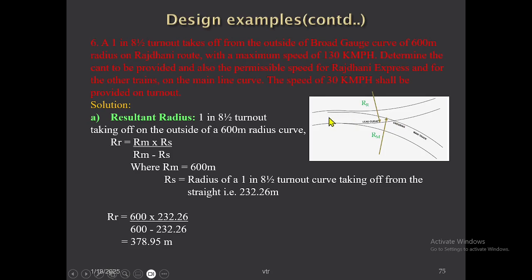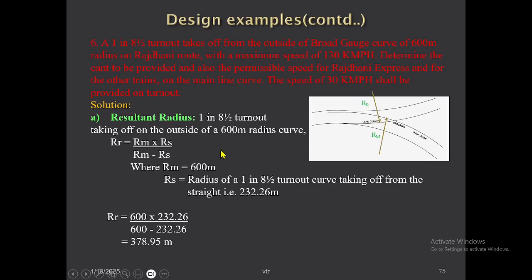When the points and crossing is straight, you know the radius, that is 232.26. When it is flexing in the opposite direction, that means taking off, it will not be 232.26. It will become flatter because of the main line curvature. So then we have to find the resultant radius of the turnout, RR. RR equals Rm into Rs divided by Rm minus Rs, as we have discussed earlier. Substituting here, Rm is equal to 600 meter and the radius of the straight turnout is 232.26. We get the resultant radius equal to 378.95 meter.